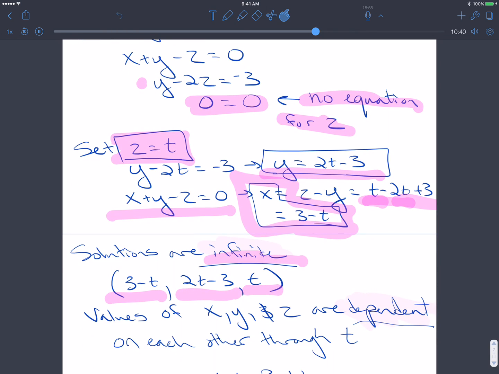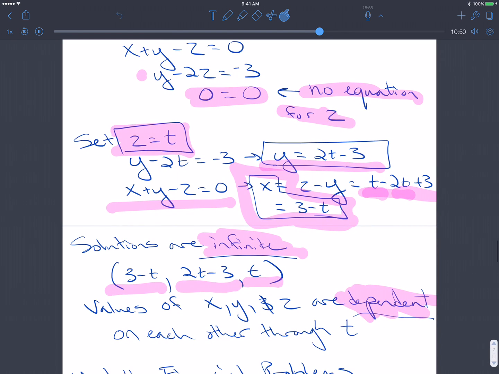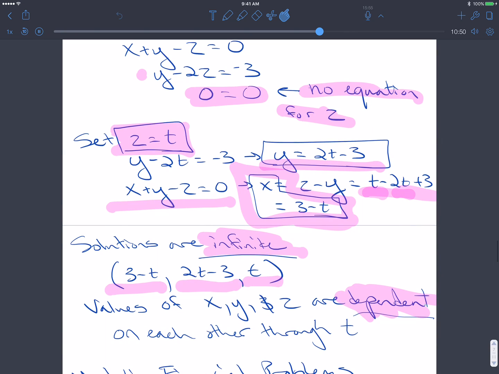And I have infinite solutions because I have a dependent system. Okay? Since x, y, and z are all dependent on each other through this parameter t, all of our solutions are infinite. I can just pick a t value, so I could pick t equals 0, and that would be one of many solutions to the original system.